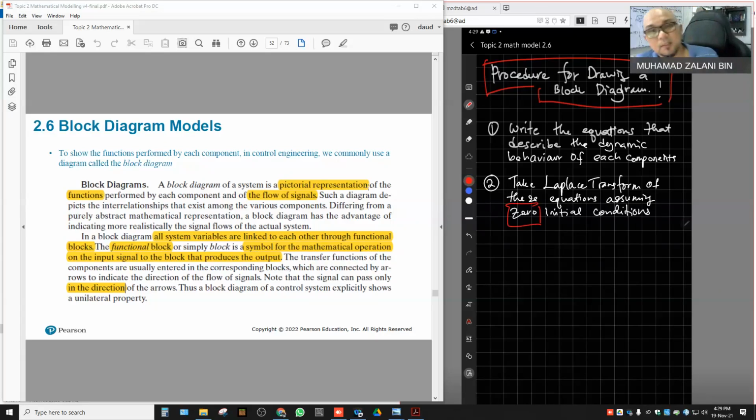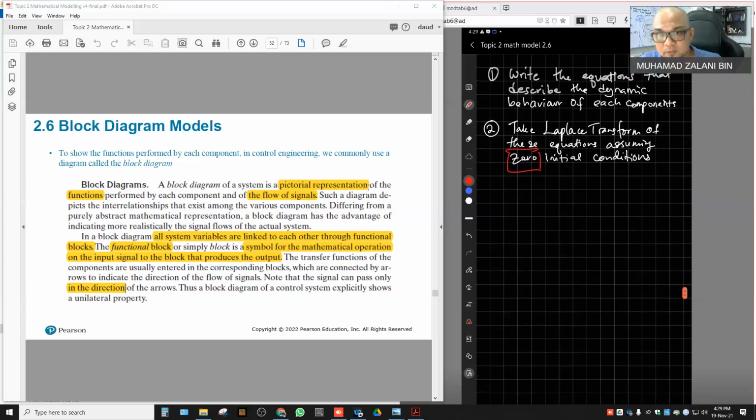After we get the equation in the time domain, we do the Laplace transform to get it as a function of s, and we assume that the initial time for the transformation from the time domain to the s domain is zero, considered as the zero initial condition. Let's say simply we can assume that t naught represents the initial time, then t naught equals 0.